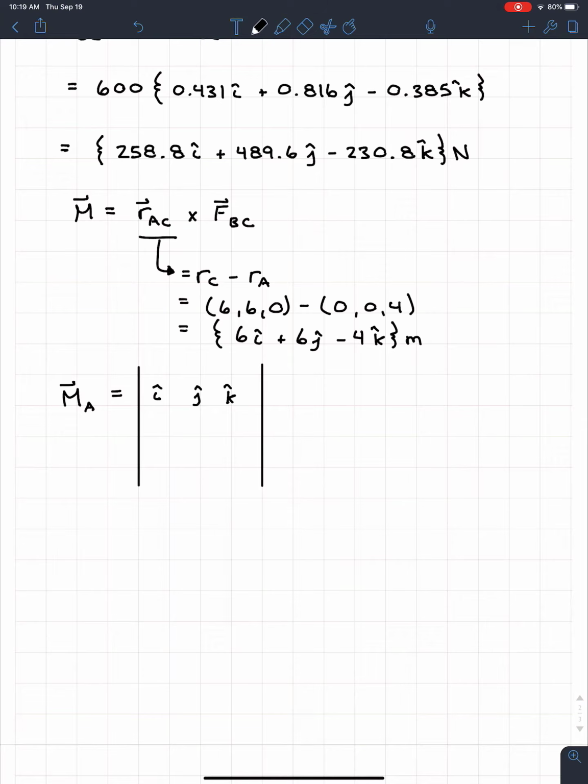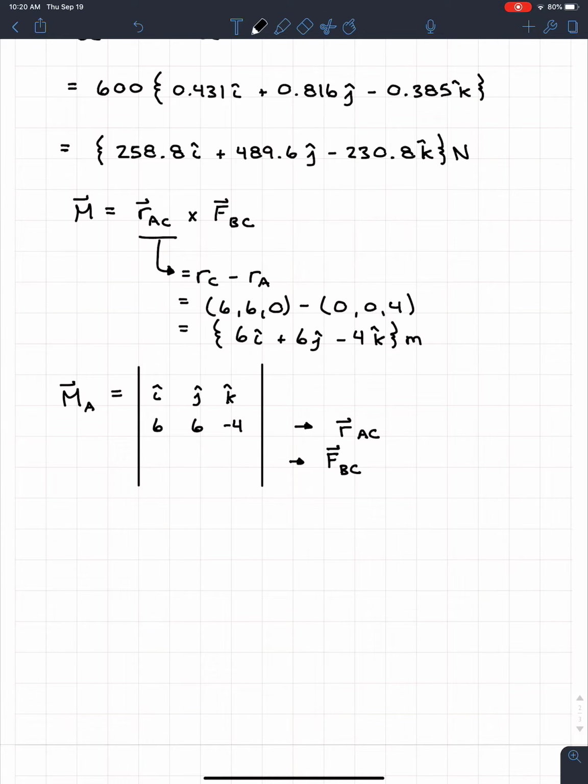It always has to be the position vector cross the force vector. It can never be the force vector cross the position vector. You'll get different answers. They are not the same. So the second line here has to be the position vector RAC. And we already have that. It's pretty easy. So we're just going to fill in the 6, 6, negative 4. And of course the last column has to be the force vector. So this can be force vector BC.